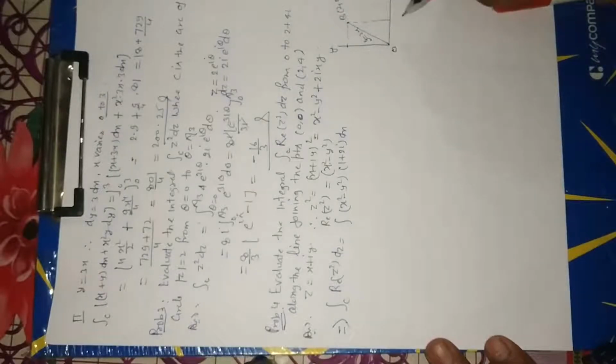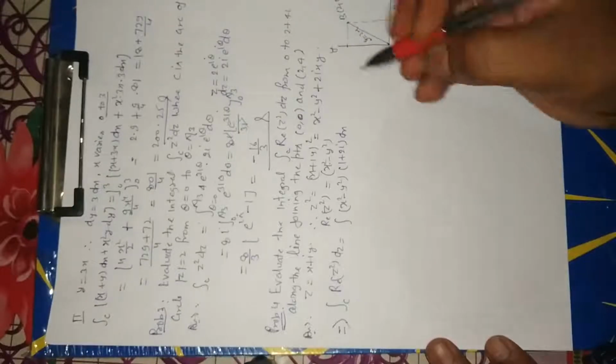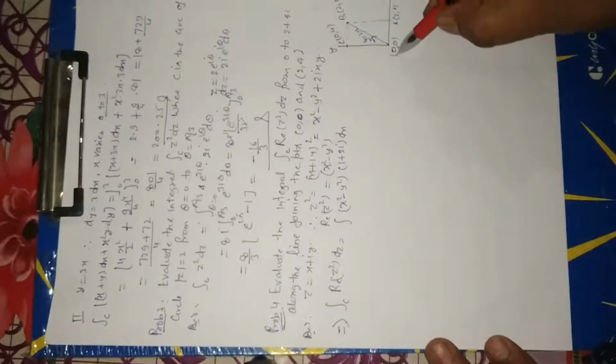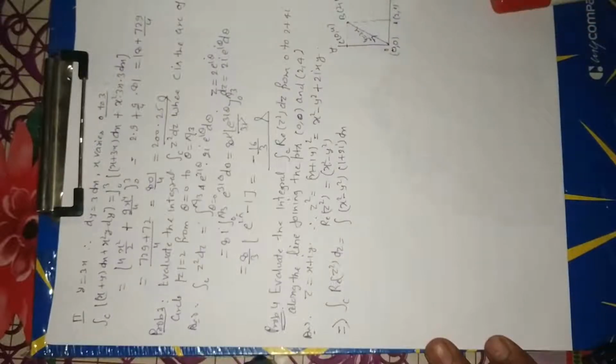This is equal to point A (2, 0). This is equal to point C (0, 4). Along the line joining (0, 0) to (2, 4), we get a line y is equal to 2x.